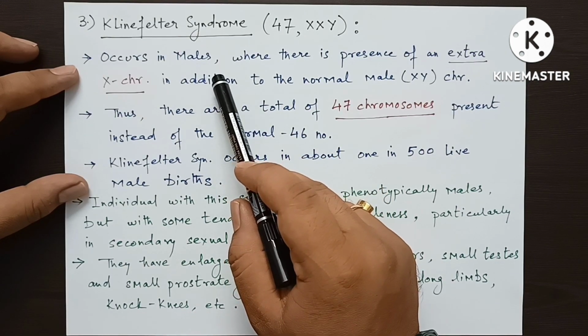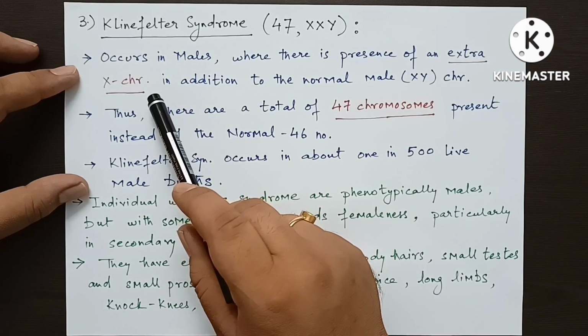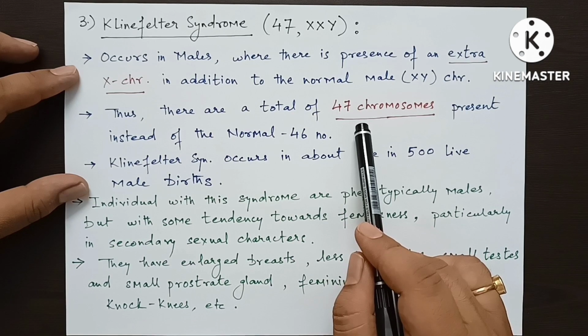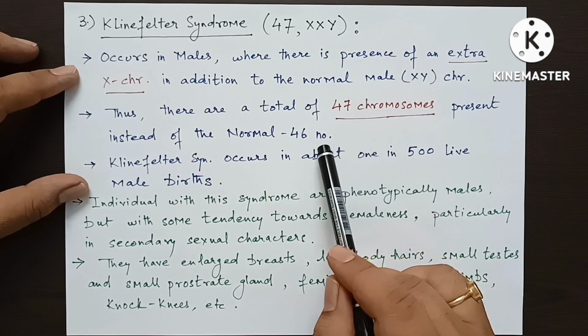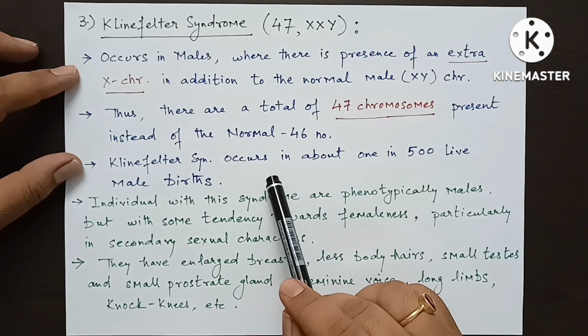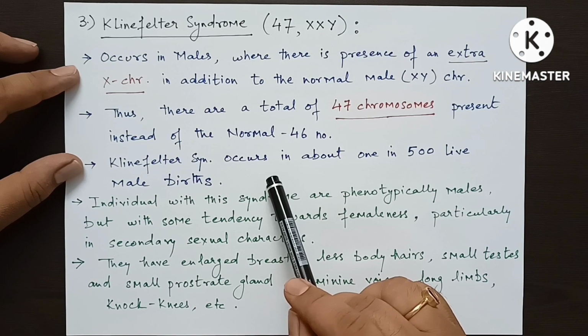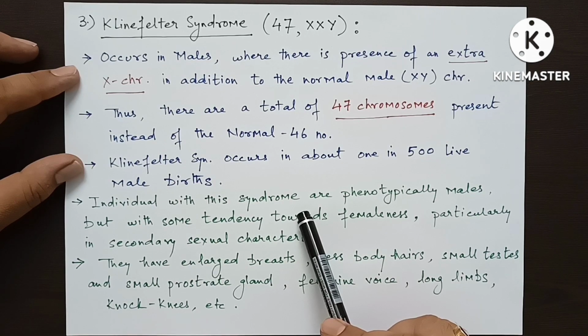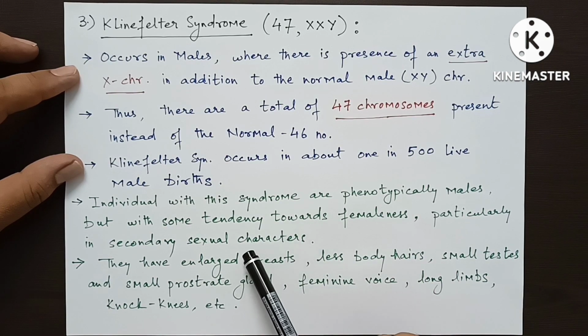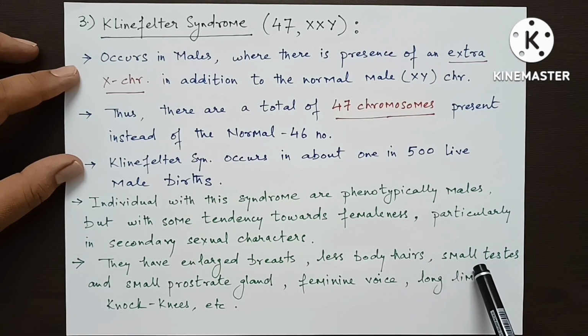This occurs in males where there is a presence of an extra X chromosome in addition to the normal male XY chromosome. Thus, there are a total number of 47 chromosomes present instead of the normal 46 number. Klinefelter syndrome occurs in about 1 in 500 live male births. Individuals with this syndrome are phenotypically males, but they have some tendency toward femaleness, particularly in the secondary sexual characters. They have enlarged breast, less body hairs, small testicles, small prostate, feminine voice, long limbs, and knock knees.